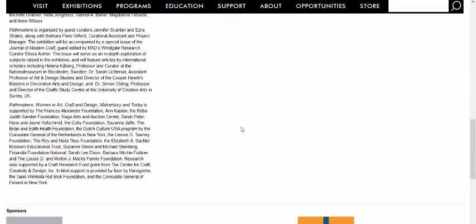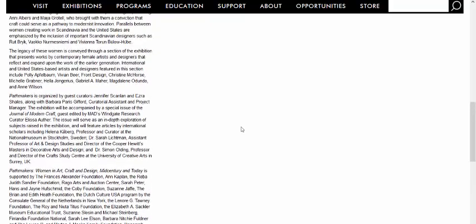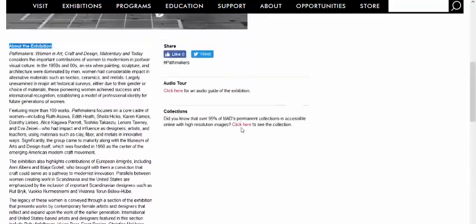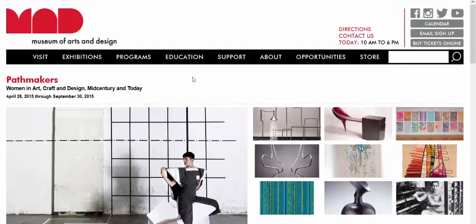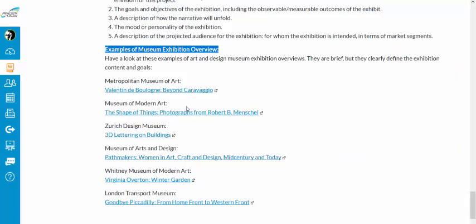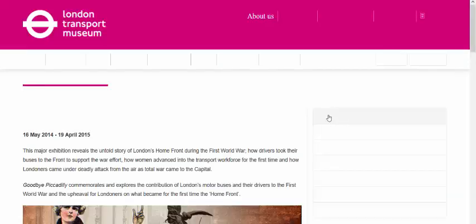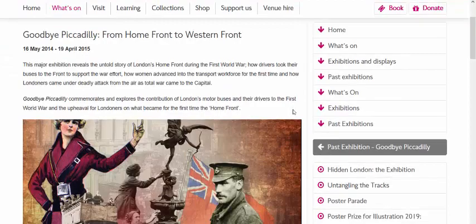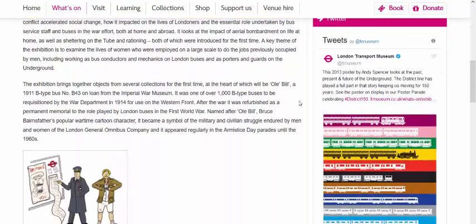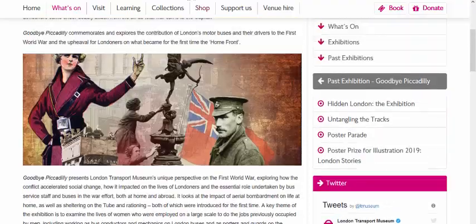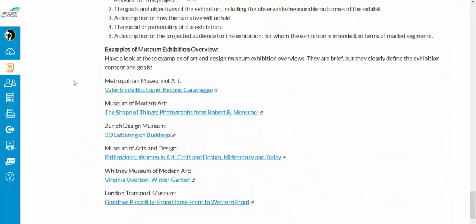Here's one on the London Transport Museum. We'll be learning about that in the coming weeks. And again, the overview is not particularly long, but it does clearly describe what the exhibition is and its goals. So be sure to have a look at all of those examples of museum exhibition overviews. This is your big idea, your concept for your project.